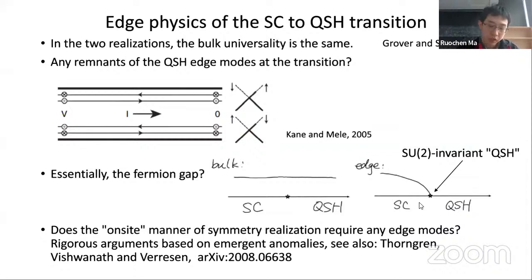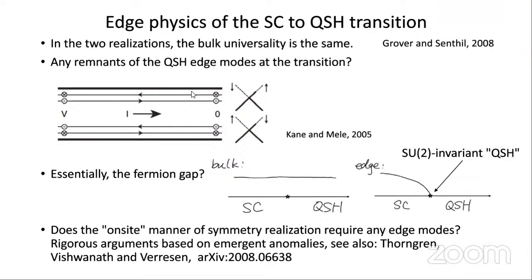So as the transition is continuous or almost continuous, we expect that the fermion gap should also change continuously, which means that even at the transition, there is some fingerprint of the gapless edge fermion in the quantum spin Hall insulator left, even though now the bulk is gapless. So the natural question to ask is, are there any remnants of the quantum spin Hall edge modes at the phase transition?